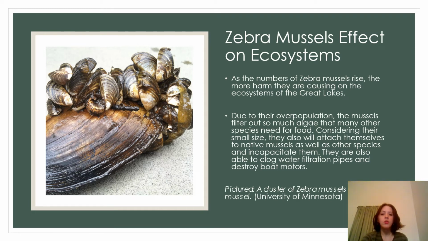They are also able to clog water filtration pipes and destroy boat motors. They're also known to have cut many people's feet as they are wading through the water of the Great Lakes. They're very sharp and they have injured many people. And pictured to the left is a cluster of zebra mussels on a native mussel, and this was sourced from the University of Minnesota. Okay, next.